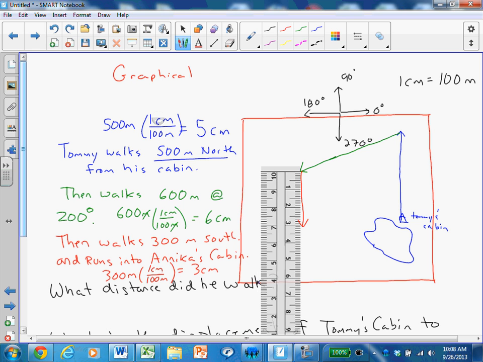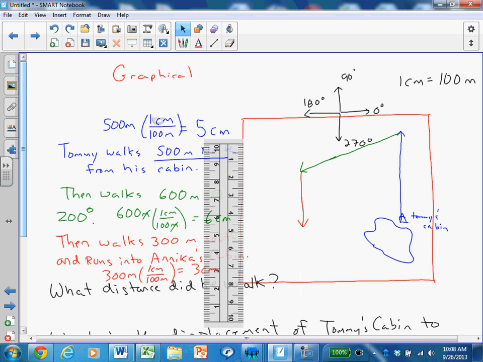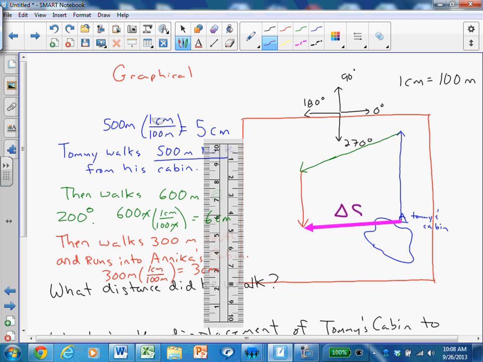And now he walked up and over in there, and if we draw in his resultant vector, or displacement, we would draw it like that. And there it is. It's basically west, but it's probably like 180 a little bit more, like maybe 185. We're going to measure it.